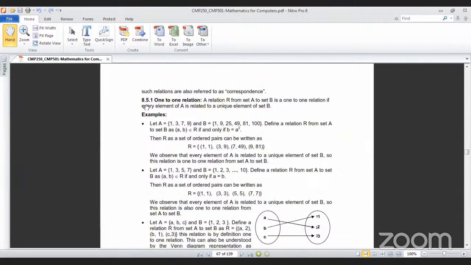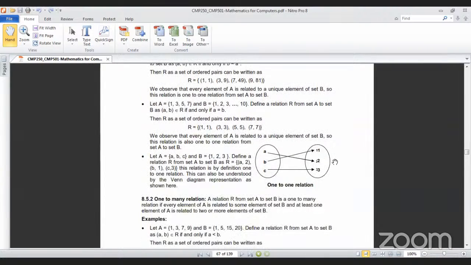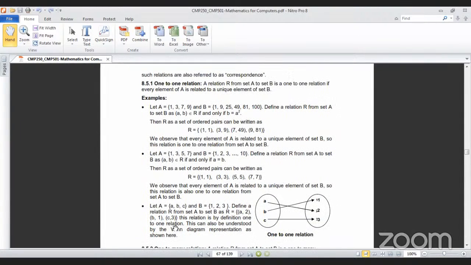Let's see. The first one is 1-to-1. Now what do you understand by 1-to-1? A should be uniquely related to only one unique element of set B. If every element of A is related to a unique element of set B. You can see A is related to 2, B is related to 1, and C is related to 3. So they are uniquely related. Therefore, this becomes a 1-to-1 relation.